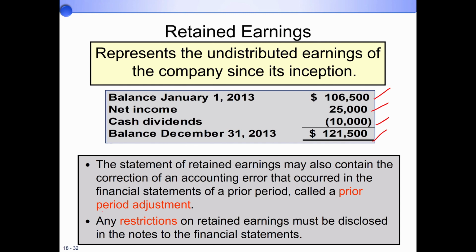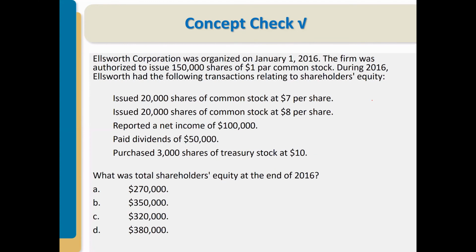Sometimes retained earnings have a prior period adjustment, because we made a mistake, and that mistake affected our prior year's net income. That's why our beginning balance of retained earnings may not be accurate. Then you need to make an adjustment. We call that a prior period adjustment, to get the correct beginning balance of retained earnings. So that's retained earnings, one of the components of shareholders' equity.